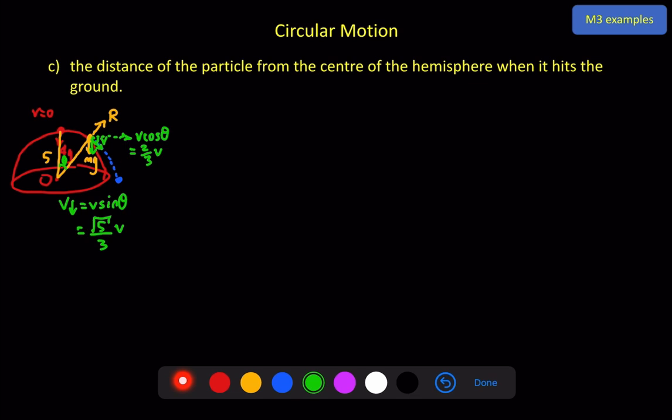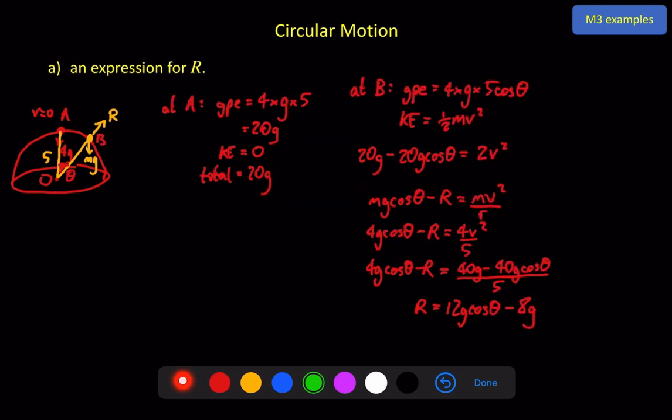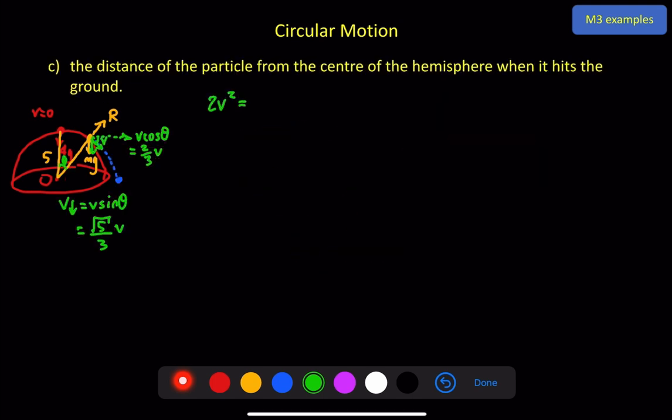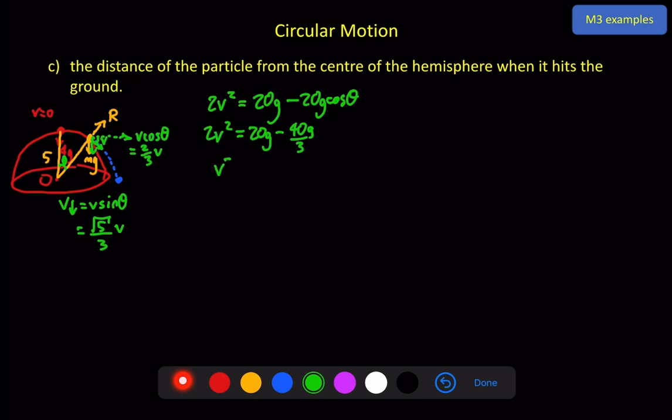But what is v? To find v, same as in the previous example, I go back to the expression in part A, and we can put in cos theta is 2/3. So we've got 2v squared is equal to 20g minus 20g cos theta, 20g minus 2/3 of this, 40g/3, and I can divide everything by 2, and that all gives me 10g/3. So v is equal to the root of 10g/3. So we know v, we know the downward speed initially here, and the horizontal speed, which doesn't change as it moves under gravity. We'll use that later.